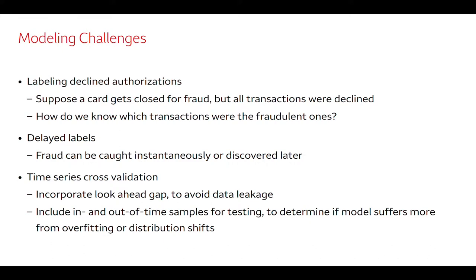So in our case, our labels are X amount of days in the future. So our validation set can't start until after those labels have been generated, until after X days. So we have our train, we have to wait X number of days, we have our validate, and then we have to wait in a similar fashion. So we had this look-ahead gap to avoid leakage, to avoid peeking into the future.